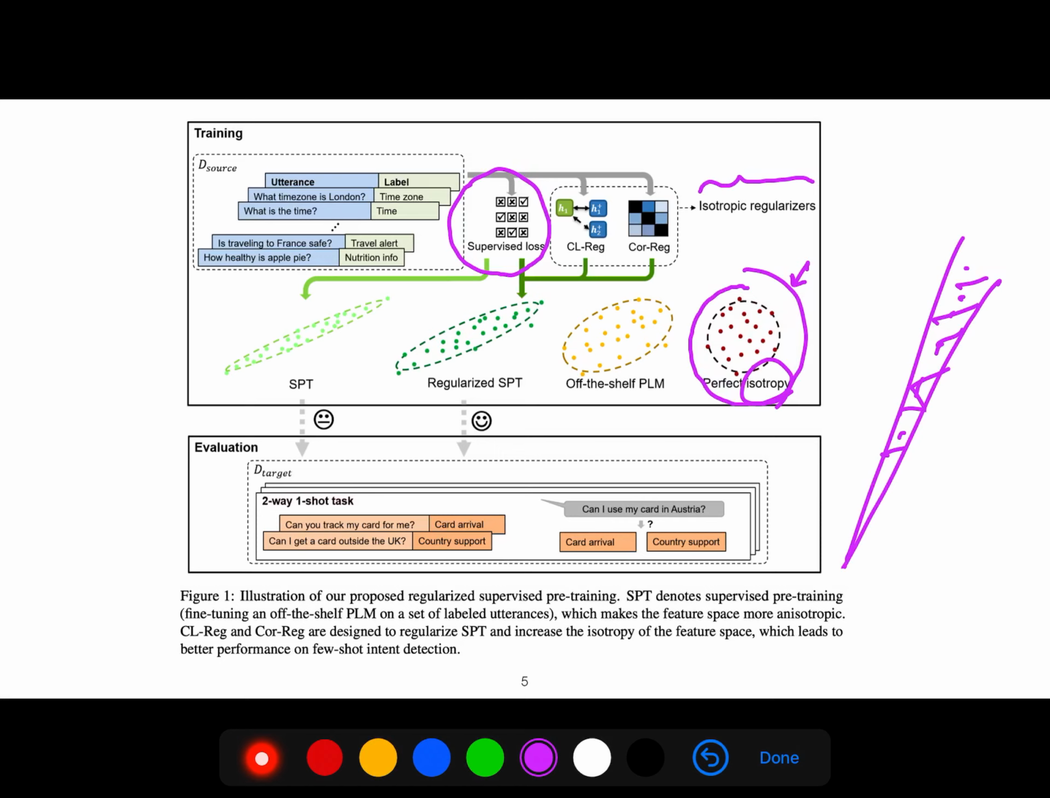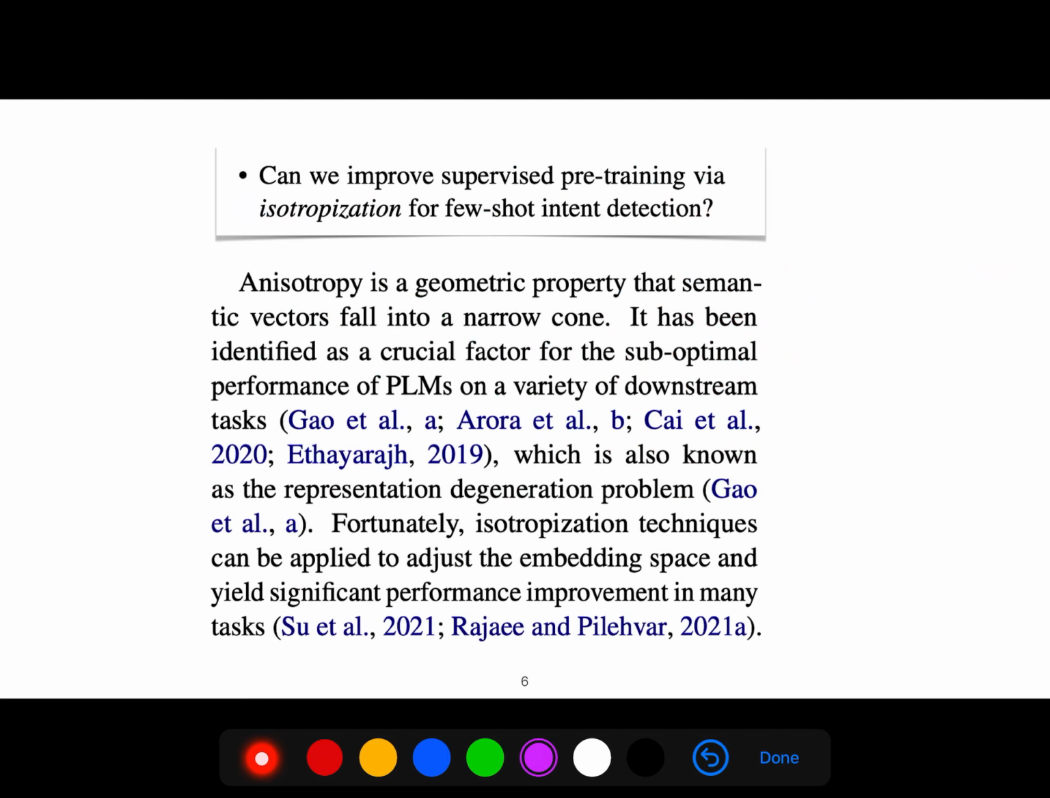And some papers use the word whitening. And there is a paper with a whitening approach to this. There are many papers about this idea, and it's very important. Unfortunately, many people talk about it, especially in the framework of ChatGPT and those things. They never talk about these real problems. So can we improve supervised pre-training via isotropization for few-shot intent detection?